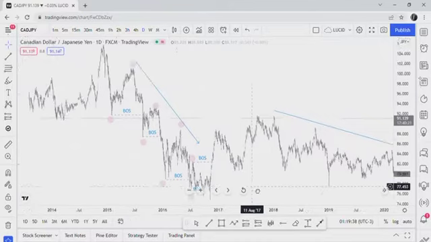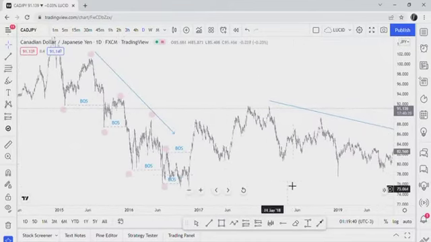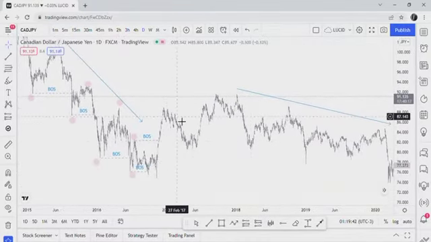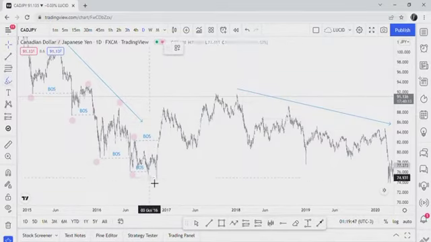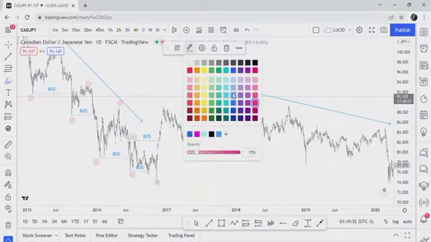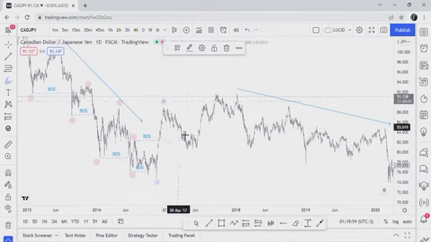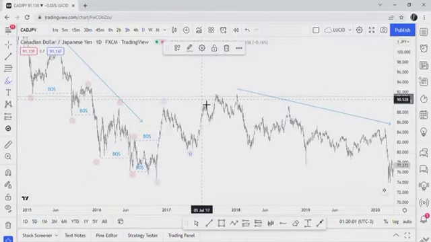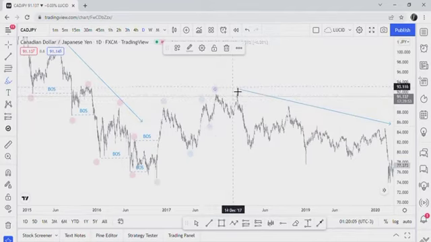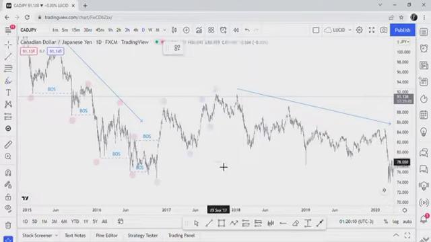Price then shifted, switched from a downtrending market structure to an uptrending market structure, right? So low, high, right? Higher low, higher high, higher low, higher high. Then we had a shift in market structure, right? So let's draw this out.